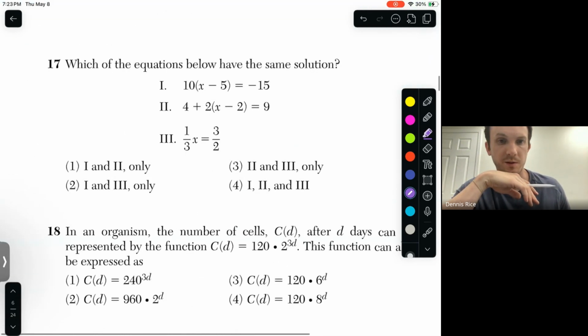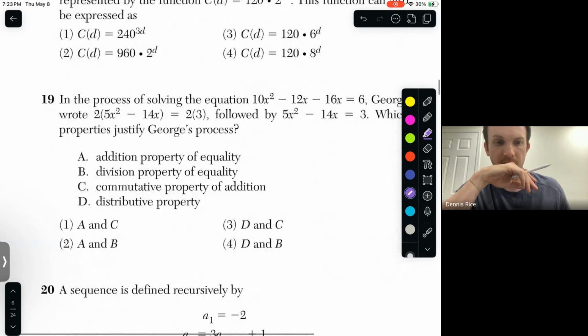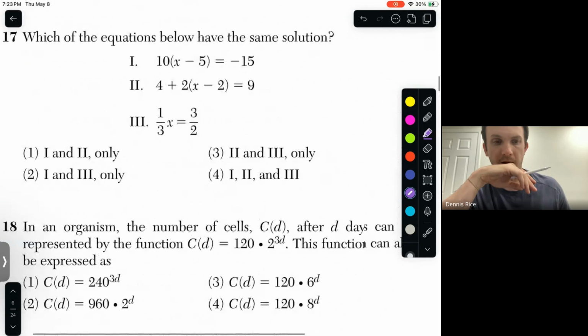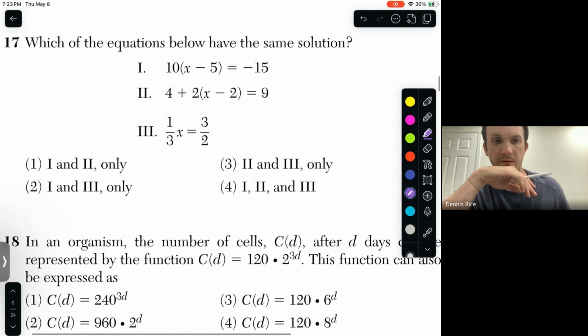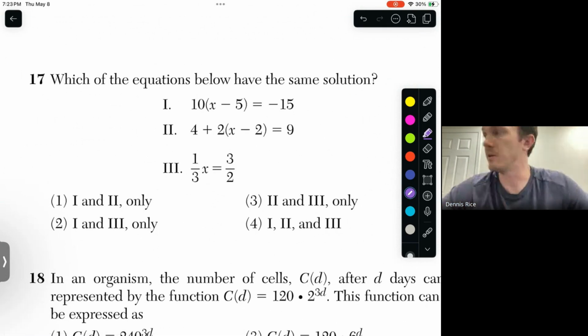Okay, let's skip. Ooh, maybe we'll do 17. That's a good one. All right, I'm going to leave this up for a beat here, give you guys time. I like these Roman numeral ones. It says, which of the equations below have the same solution? And then we have 3 Roman numeral choices.